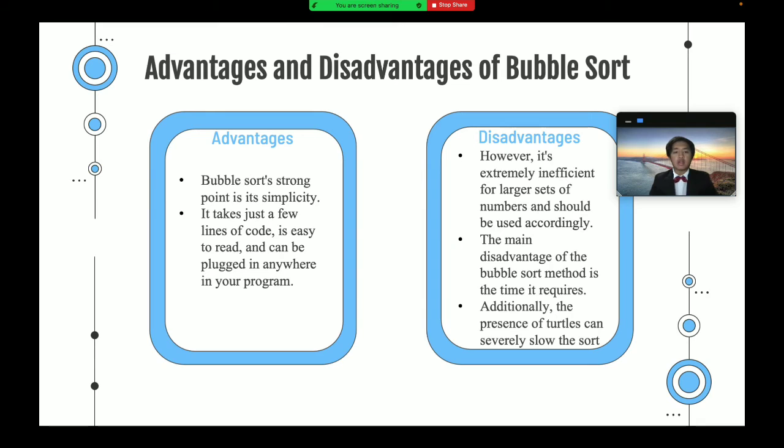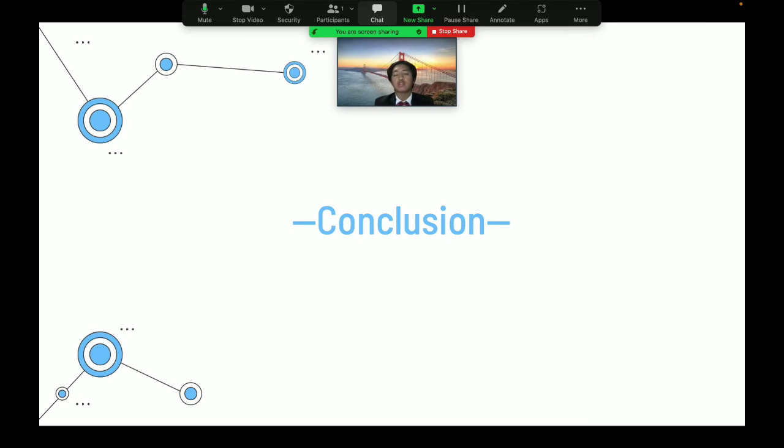However, in disadvantages, it's extremely inefficient for larger sets of numbers and should be used accordingly. The main disadvantage of the bubble sort method is the time it requires, and additionally the presence of an afterthought can severely slow the sort. So now let's move on to the conclusion.